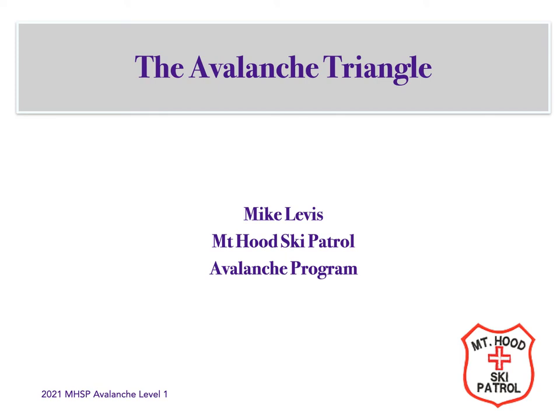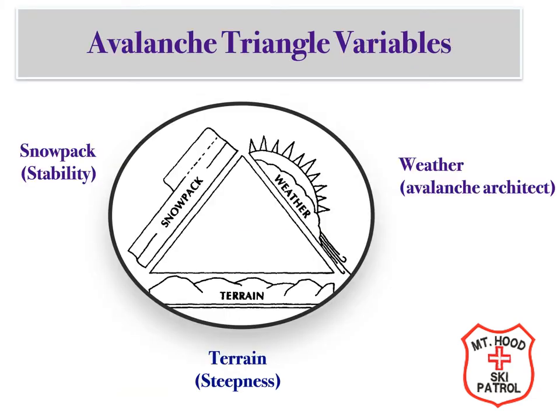I'm Mike Levis with the Mount Hood Ski Patrol Avalanche program, and today's topic is the Avalanche Triangle. So what exactly is the Avalanche Triangle? Well, as we go through the course, you'll see that the Avalanche Triangle is a useful model to think about when considering the parameters that could cause an avalanche. The triangle links together the three main parameters that influence avalanche risk: the snowpack, the weather, and the terrain.